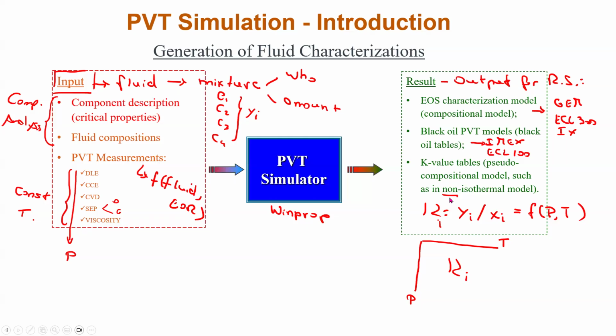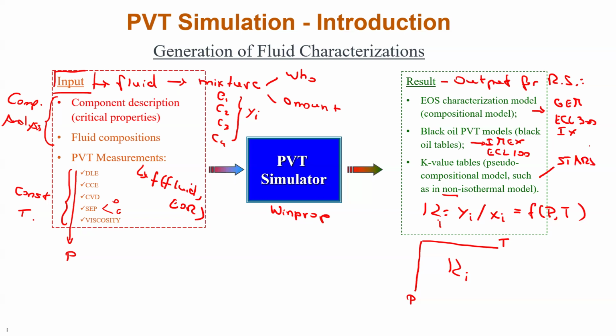Some authors like to use this name, pseudo-compositional model, to call this kind of approach. But the fully compositional model is more accurate. So the non-isothermal approach is robust, but the compositional approach is simplified. So it's one way to do this. You can use this in STARS.